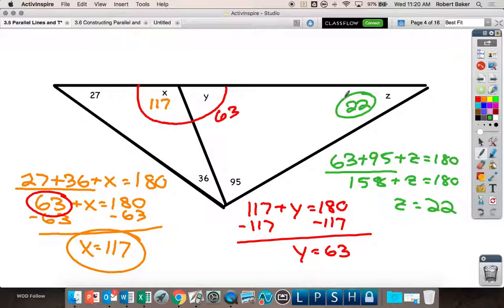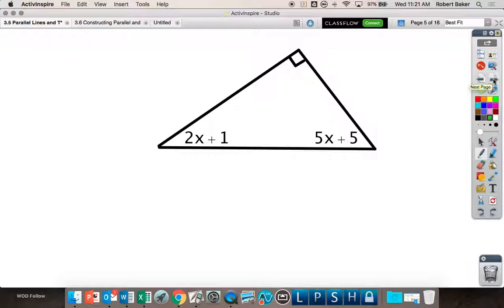And then always look at the big picture. There's 27 and 131 and 22 add up to 180. Yes, it does. So your triangle is correct. Yay! So again, a little bit too easy for you guys. Whole numbers, not bad. This is more of a creative question.